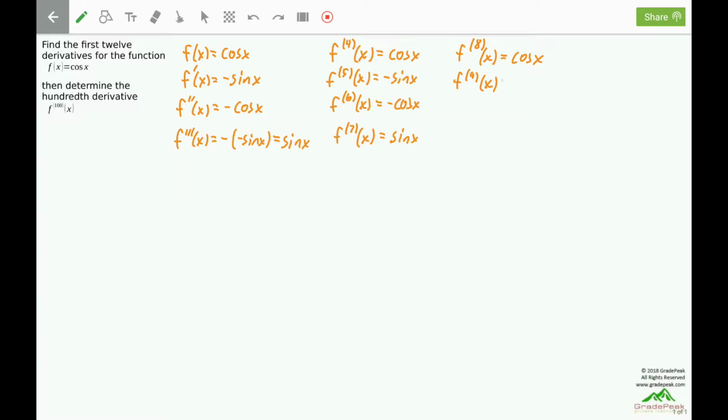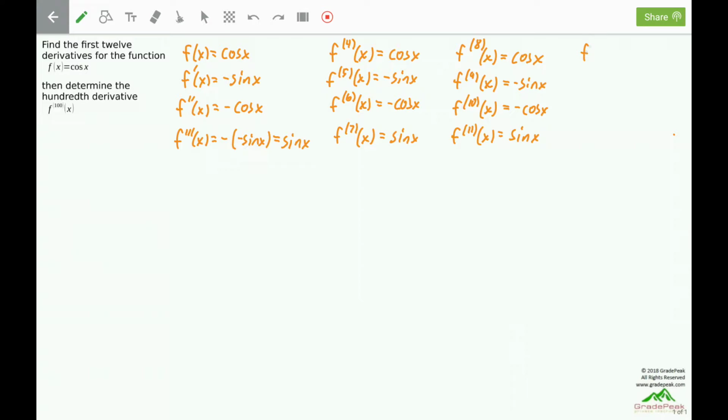The ninth derivative will be just like the fifth and the first derivative and be negative sine x. The 10th derivative will be just like the sixth and the second derivative and be negative cosine of x. And then the 11th derivative will be just like the seventh and the third derivative and be sine x.